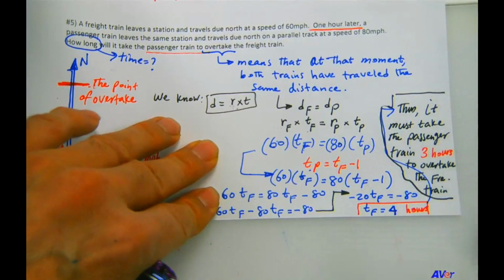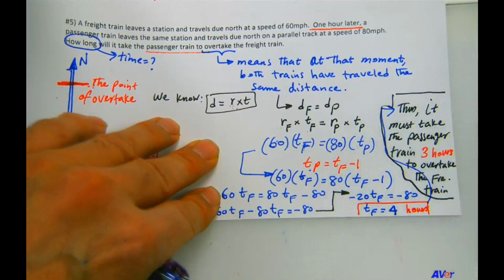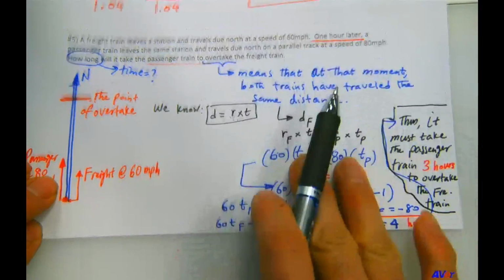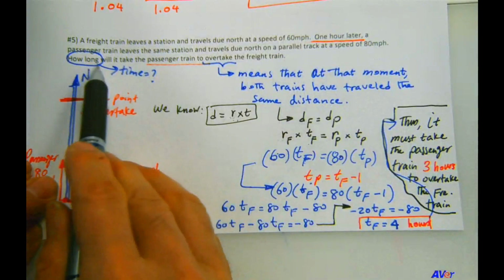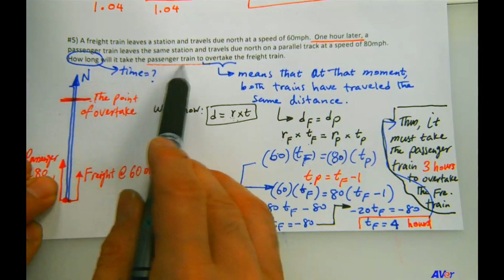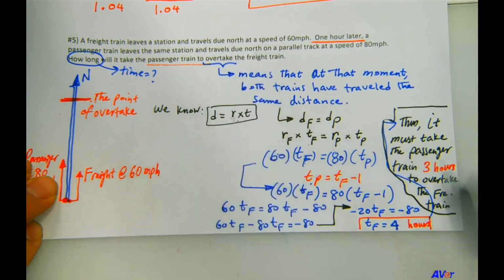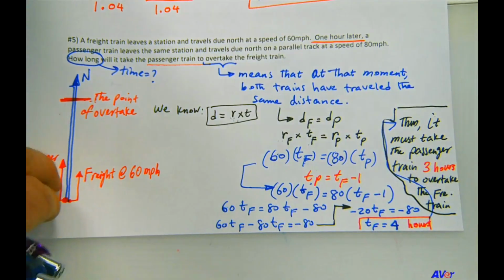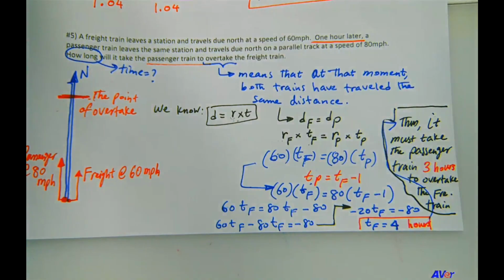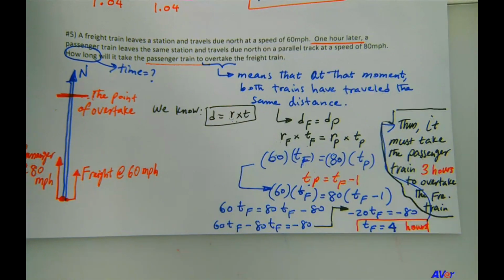Sorry for cramming everything here in this corner, but what I've boxed here in this corner is the final solution, because I just noticed that they are asking for how long will it take for the passenger train to overtake the freight train. So it takes the passenger train 3 hours to overtake the freight train from the moment it starts the motion. But at that point, the freight train has been in motion for 4 hours. Okay?